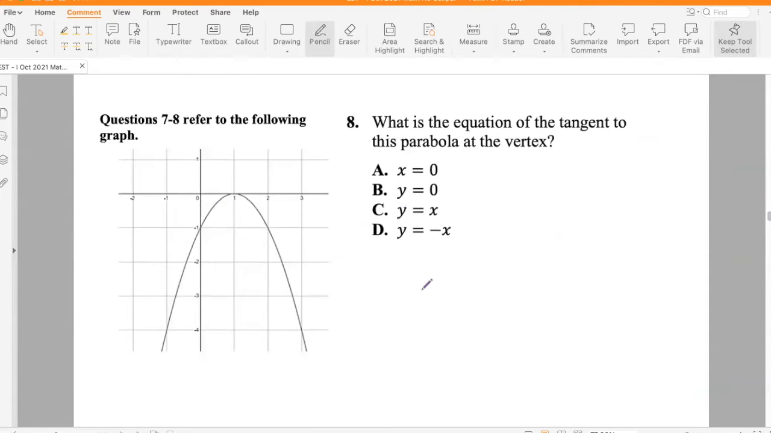What is the equation of the tangent to this parabola at the vertex? So that is the x-axis. So that will be y equal to 0. Option B.